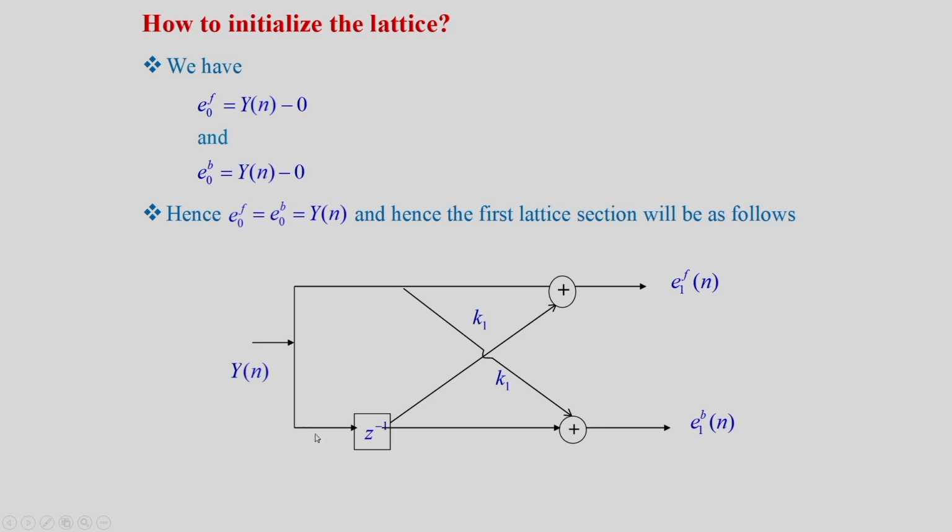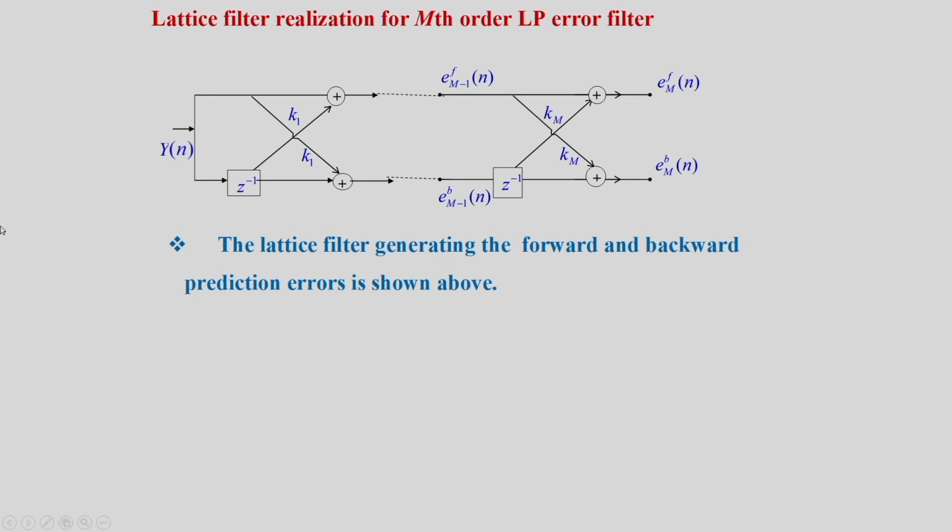So, yn will be passing through this path, and then when the delayed version multiplied by k1 is fed here, we will get E1 Fn, and similarly when the delayed version and this part yn multiplied by k1 is fed here, the sum will be E1 Bn. So that way initialization also we have seen. Therefore, the complete filter can be realized by cascading all the sections like this.